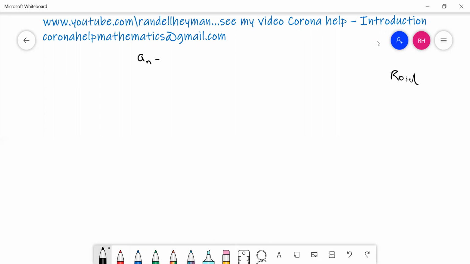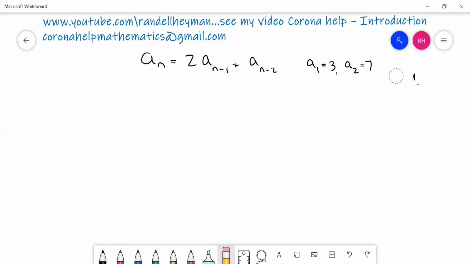AN equals twice AN minus 1 plus... actually, let me do the whole thing a little bit clearer. AN equals 2AN minus 1 plus AN minus 2. And we're also told that A1 equals 3 and A2 equals 7.